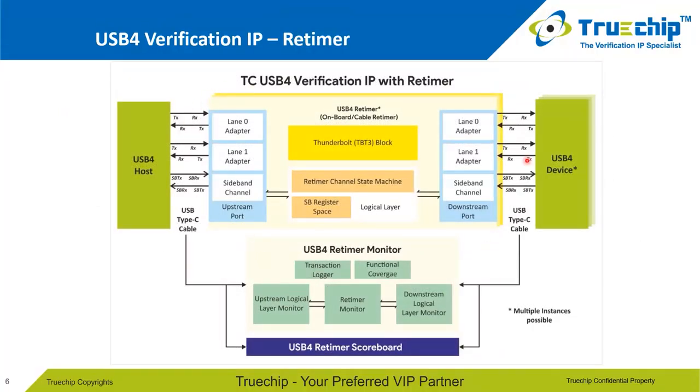Figure on screen shows the TrueChip USB4 retimer block diagram where the USB4 retimer is connected to a USB4 host router and a USB4 device router. There can be multiple onboard or cable retimers along the channel. The USB4 retimer contains a Thunderbolt block to support Thunderbolt interoperability. It has a retimer state machine which governs the functionality of the retimer and a sideband register space. TrueChip USB4 VIP also has monitors specific to check retimer functionality and a scoreboard as well.